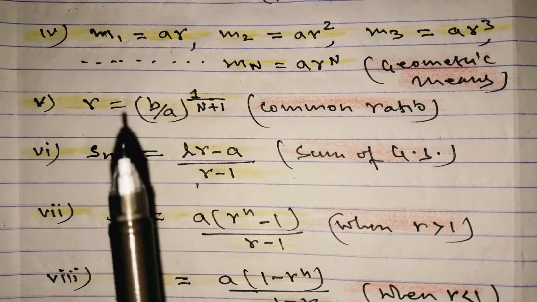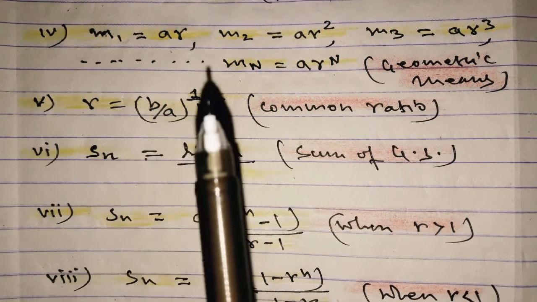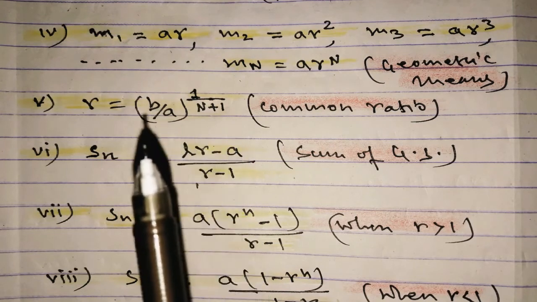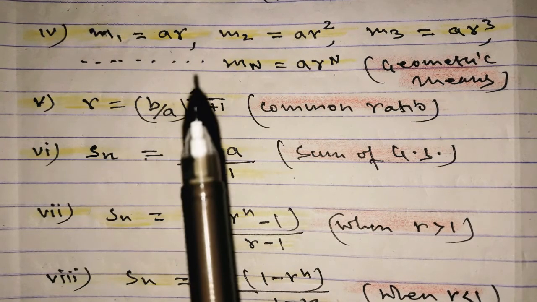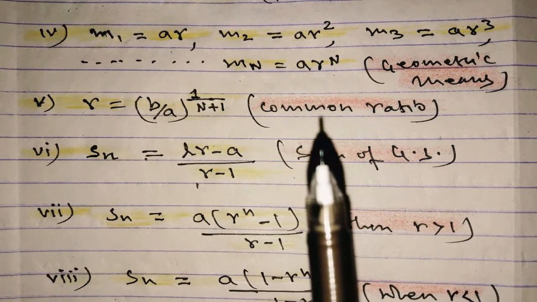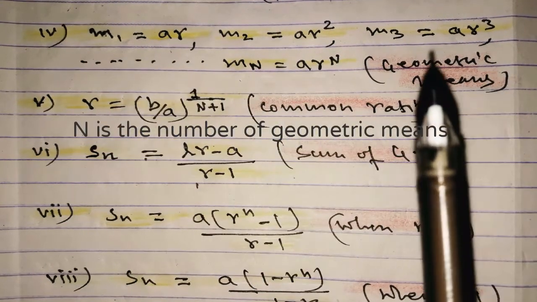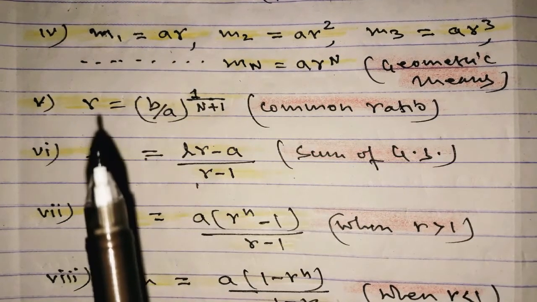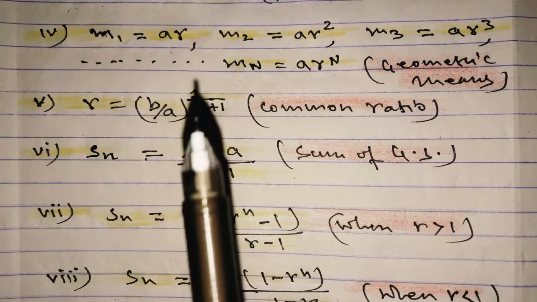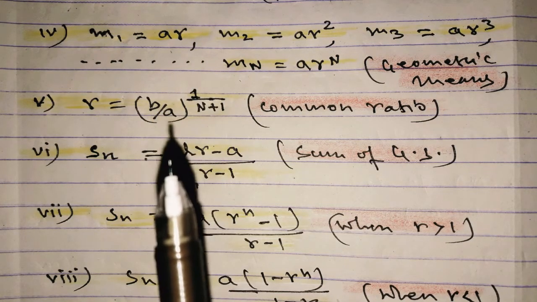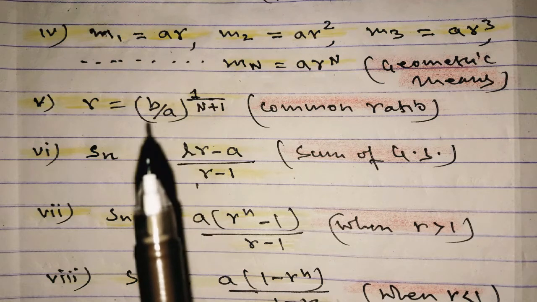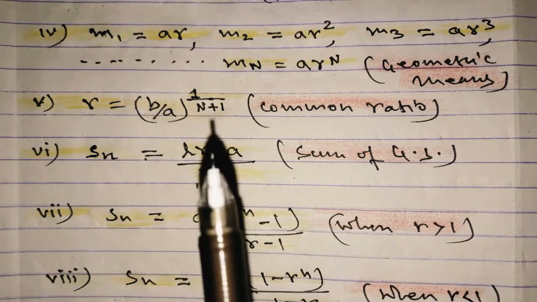Number 5, R is equal to (B by A) whole power 1 by n plus 1. So this is the formula to find the common ratio. That means when we have to find geometric means between any two given numbers, then we can use this formula of common ratio R, R is equal to (B by A) whole power 1 by n plus 1. So this is used to find the common ratio.